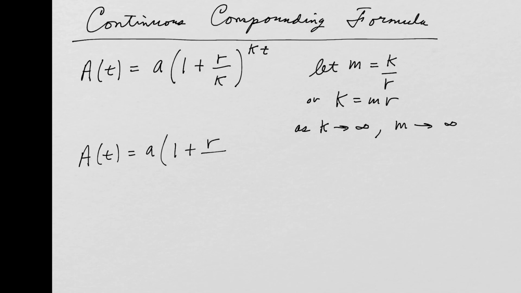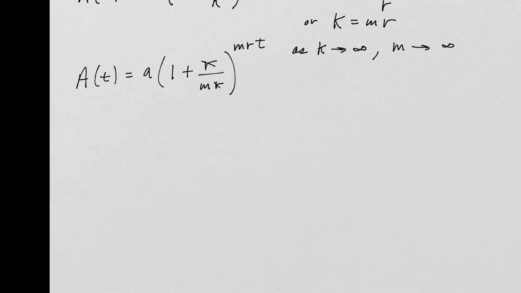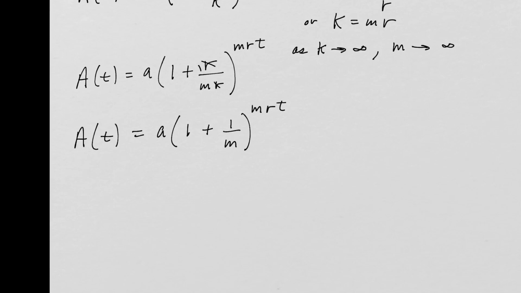So this is going to be mr, I still have a t there, right? Okay, now what happens to the r's? Well, the r's will cancel, right? I have a 1 there on top. So I have A of t is equal to A times 1 plus 1 over m to the mrt.